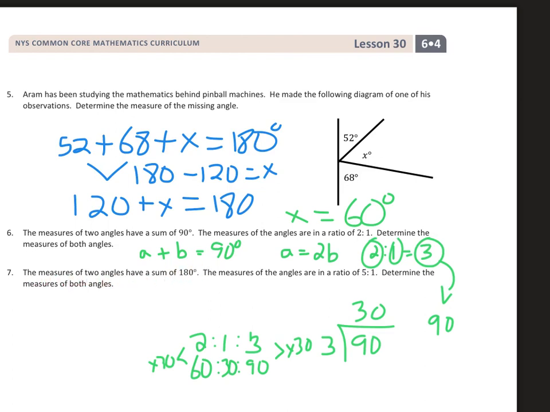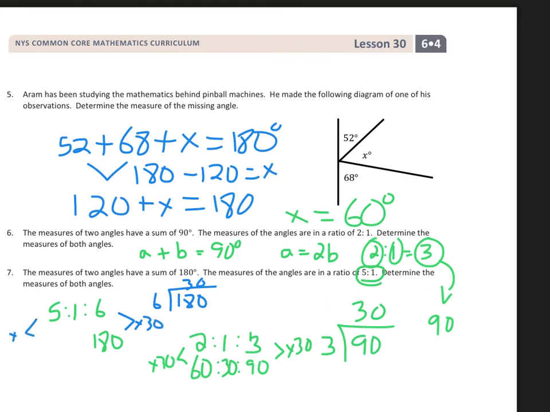So number 7, last one. 2 angles have the sum of 180, and they're a 5-to-1 ratio. All right, so I'm going to skip right to the ratio. 5 to 1, and what would the total be? 6. We want that to be 180 degrees, so I do 180 divided by 6, and that's going to be 30. So again, I'm just multiplying by 30.